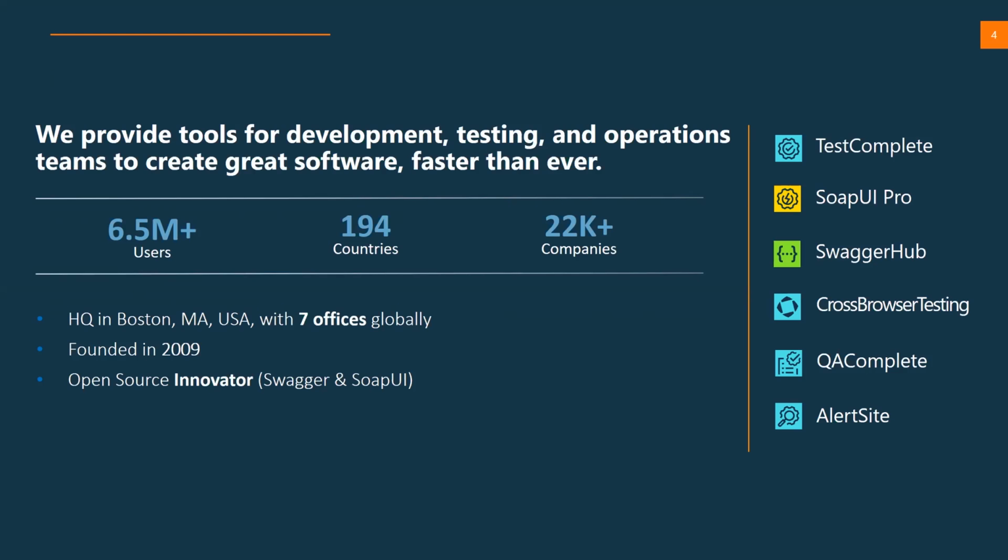Roughly 6.5 million users worldwide across all our products. On the right-hand side, we've got some of the big ones there: SwaggerHub, SoapUI, specific to API testing, but we've also got things like CBT, which are very useful for front-end or UI testing, and relate very nicely to TestComplete up at the top there.